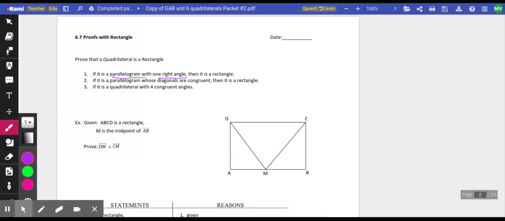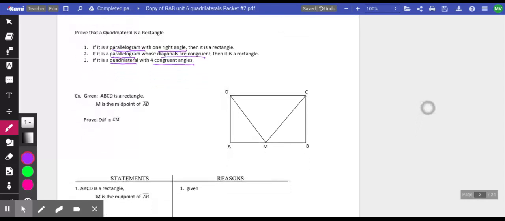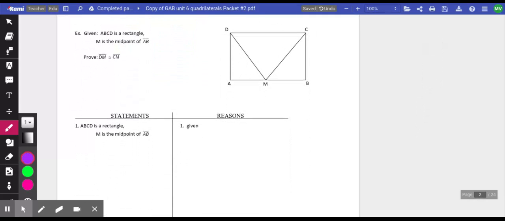Or you can show it's a parallelogram whose diagonals are congruent. Then it has to be a rectangle. Or you can show it's any quadrilateral with four congruent angles or four right angles. So example 1, we know that ABCD is a rectangle, and we know M is the midpoint of AB. We want to prove that DM is congruent to CM.